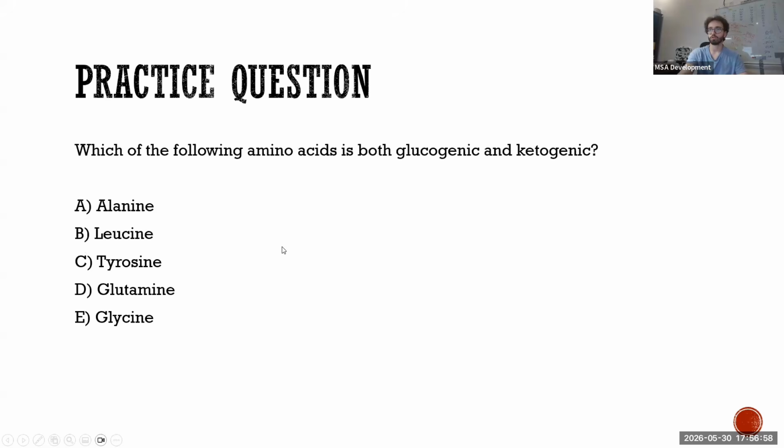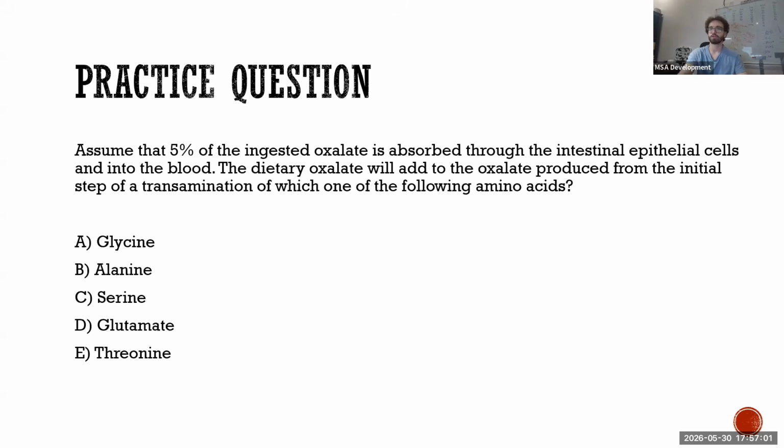This question: an amino acid is called ketogenic if its catabolism leads to which of the following? Acetyl-CoA. Which of the following is both glucogenic and ketogenic? These are from the Venn diagram. Easy questions.